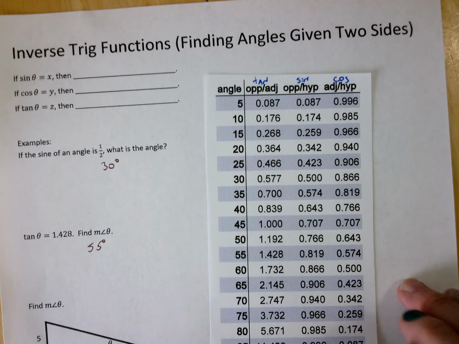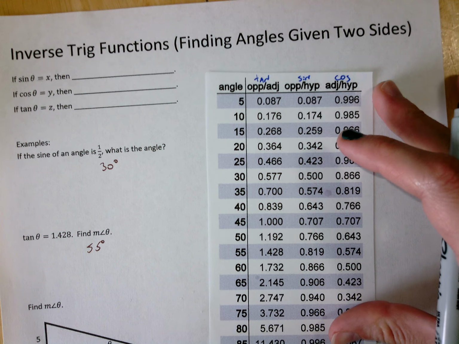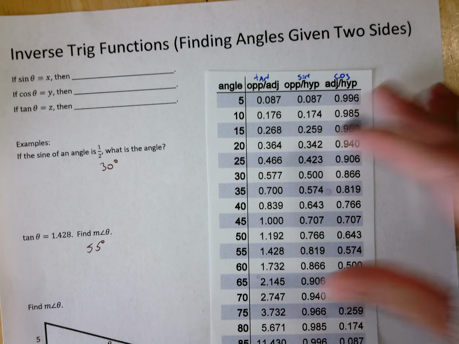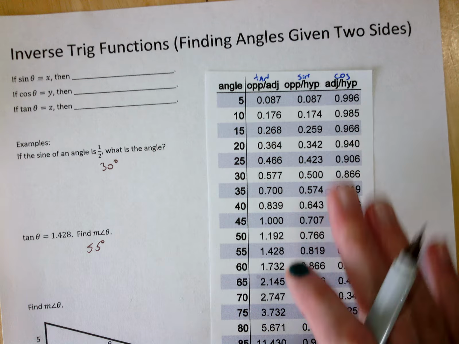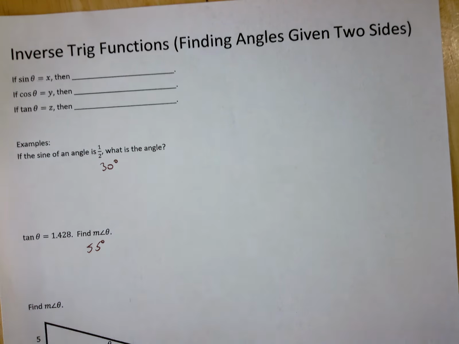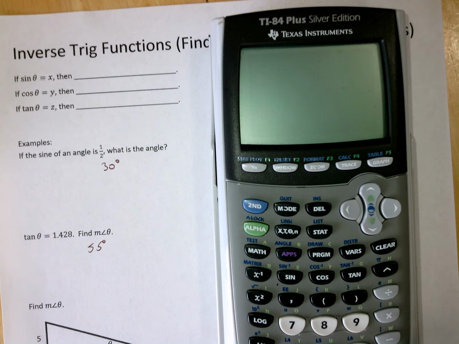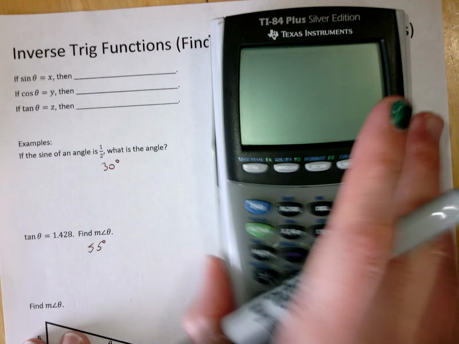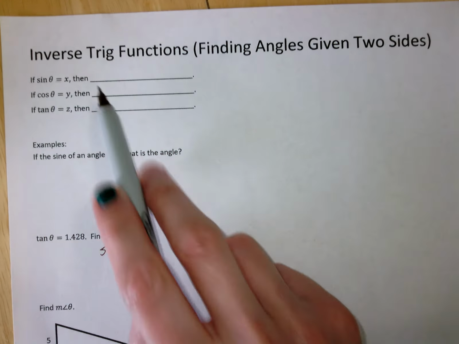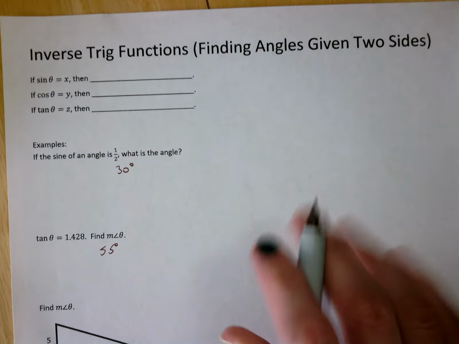Okay, but like we've said before, this table has a lot of limitations. It's easy to lose. It doesn't have all the angles. So instead of using the table all the time, we use these buttons on our calculator. Okay, so primarily we're going to be looking at how do we use these calculator buttons to figure this out. Okay, so let's come back up here to these definitions, then we'll take a look at these.